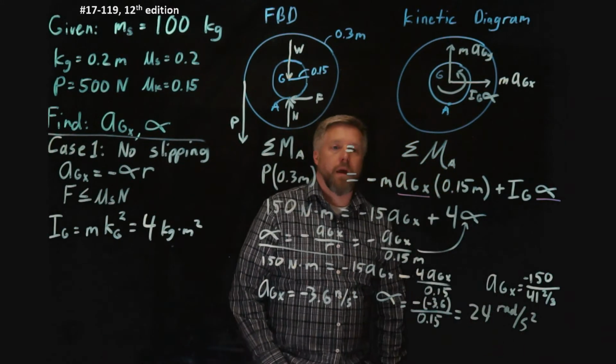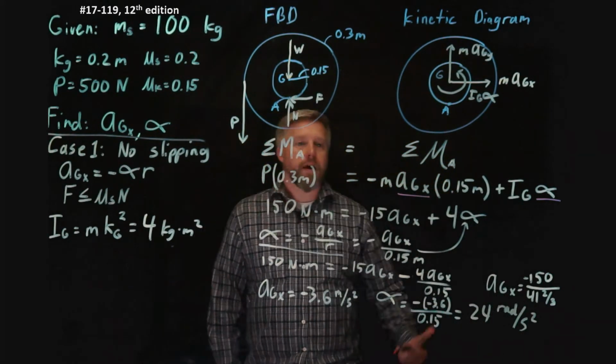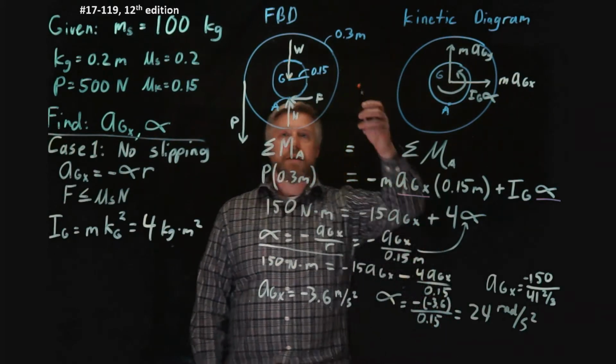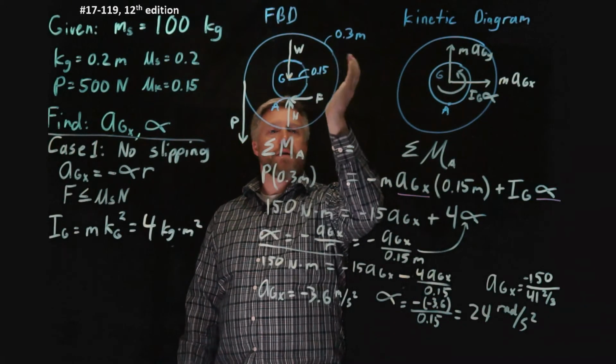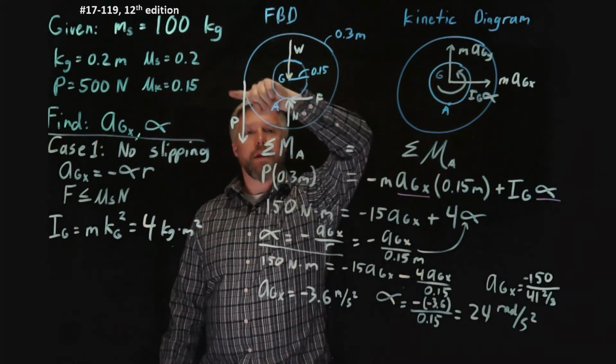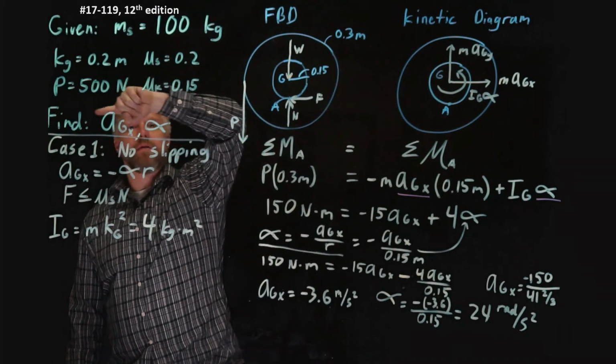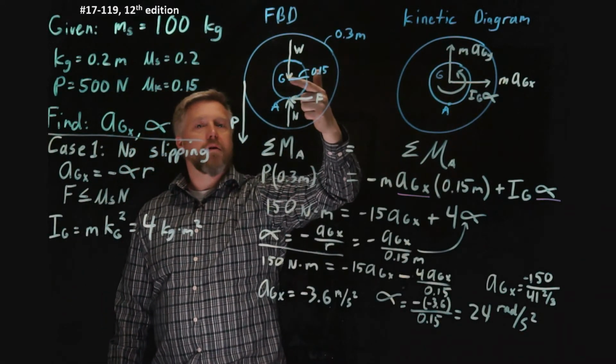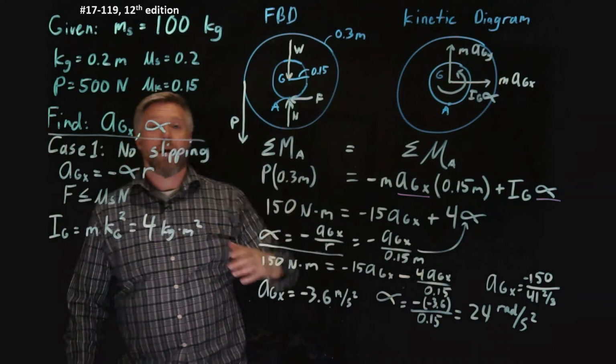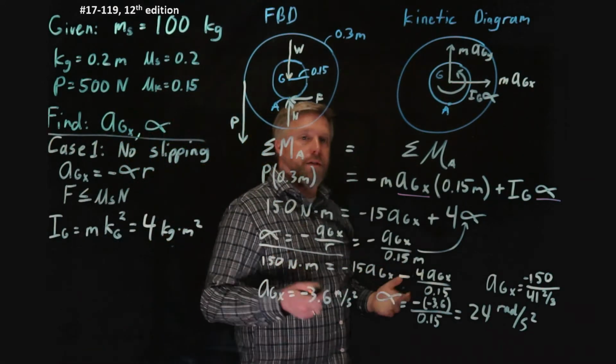Okay. Let's do a sanity check. We have a positive alpha. That means that we are rolling in this direction using my right-hand rule. And rolling in that direction is giving us a negative a_Gx. In other words, the center of mass is moving in the negative x direction. Okay, that seems to work.